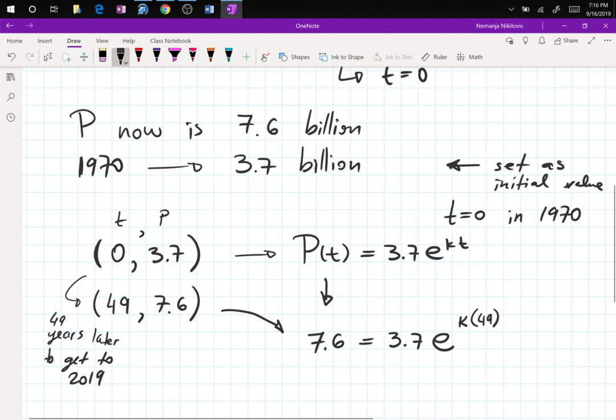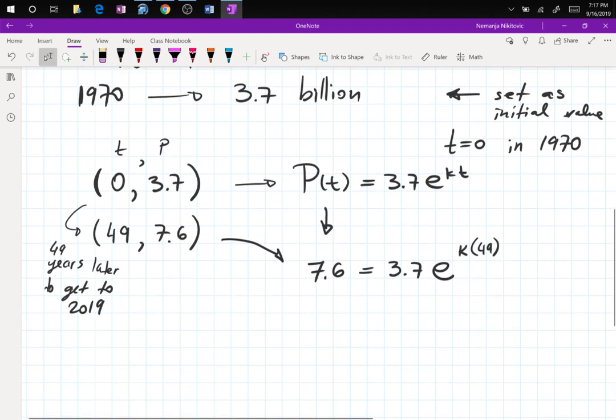And this is a very bad model, but it's at least some kind of model. You are going to learn better population models when you take differential equations. You will spend about 5 minutes on this, and then you will go to much better things. So we start here by calculating this. We're going to divide 7.6 by 3.7 first. So 7.6 divided by 3.7 is going to give us 2.054, and that's going to be equal to e to the 49k.